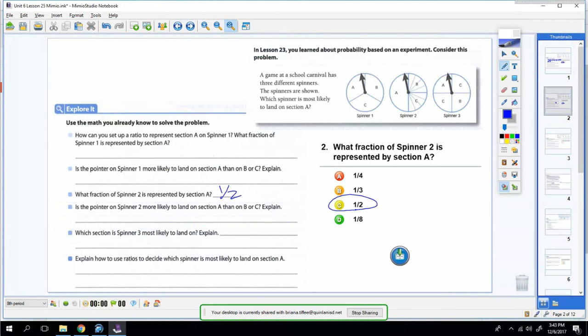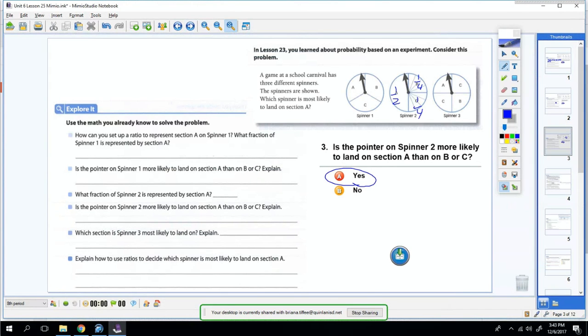Okay. Next question. Is a pointer on spinner 2 more likely to land on section A than B or C? Well, you would say yes, because section A is 1/2, while B is 1/4, and C is 1/4. So right here, you say yes, because A represents more of the spinner.